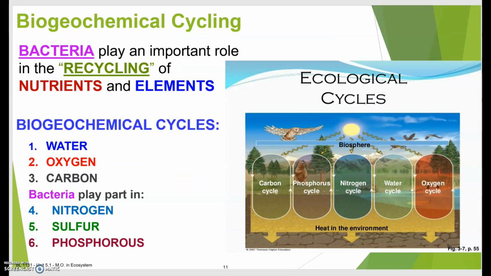Now, bacteria play a really huge role in this recycling of nutrients and elements. So we're going to have a look at some of these major biogeochemical cycles, the water, oxygen, and carbon cycle. And then we're going to have a look specifically at the roles that bacteria play in cycling nitrogen, sulfur, and phosphorus.